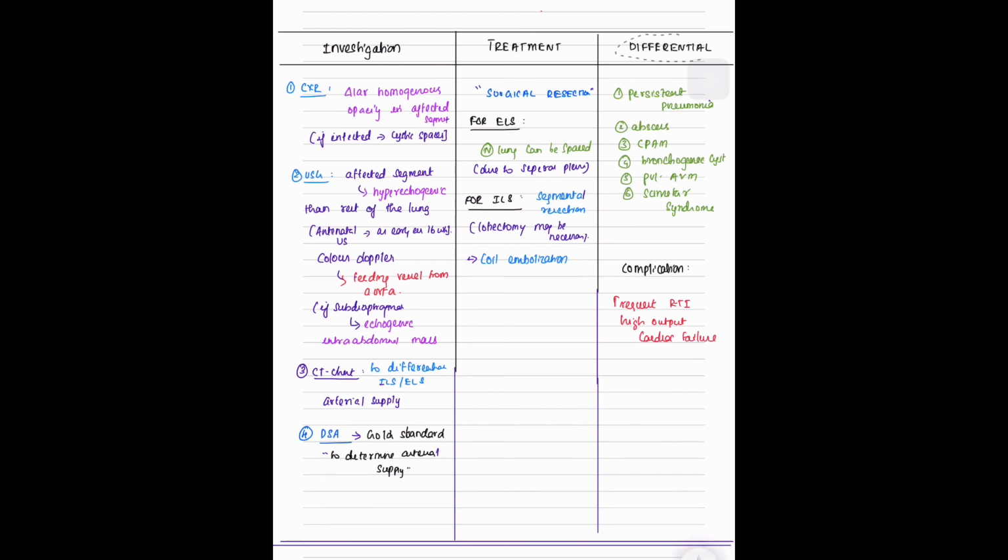The differential diagnosis for sequestration includes persistent pneumonia, abscess, congenital pulmonary airway malformation, bronchogenic cyst, pulmonary AV malformation, and Scimitar syndrome. The complications of sequestration include frequent respiratory tract infection and high output cardiac failure.